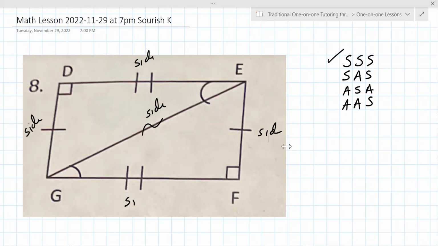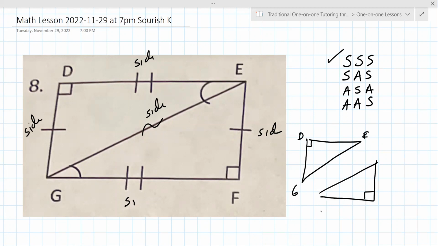Like if you were to break it apart here into DEG and GEF, this side is congruent to this side. That's two lines. And then DE is congruent to GF. And then the third side is congruent to the third side. That's side, side, side. All the sides are congruent.